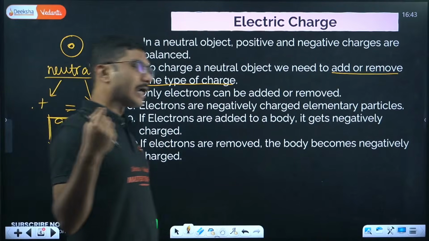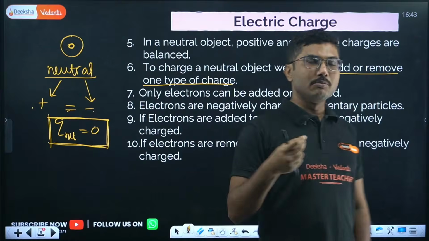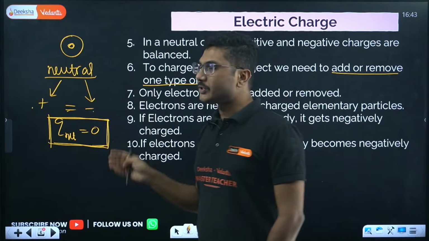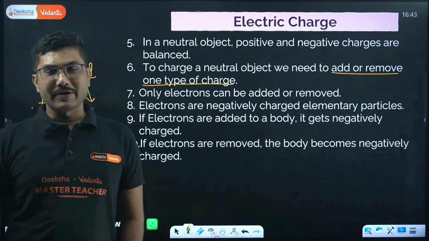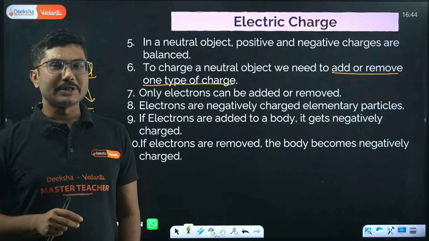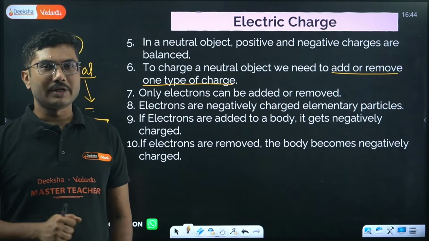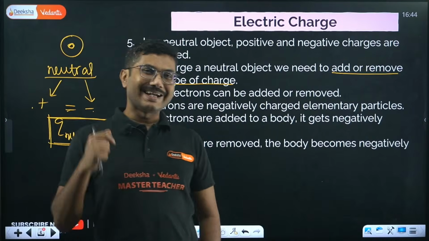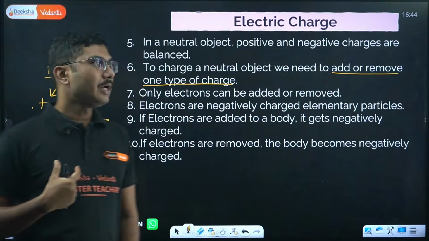So to charge an object, you have to add or remove electrons. If you remove some of the electrons, what will happen? The effect of positive will increase, the effect of negative will decrease. That's why if some object is positive, that means it has fewer electrons. If the object is negative, that means it has more electrons.